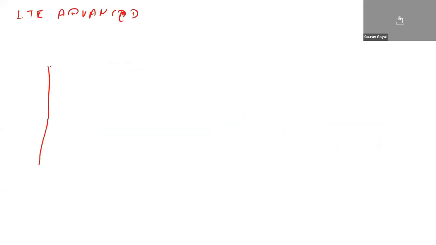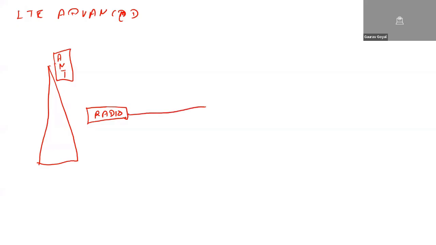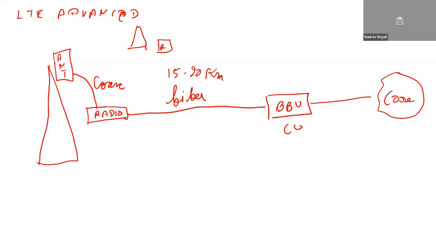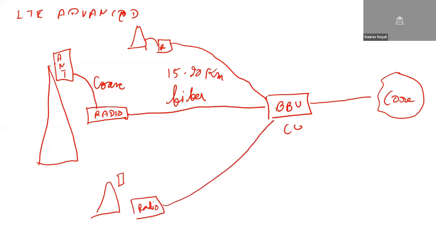So here, same thing. We have one antenna on the top of the tower. Then we have radio, right? And then the radio is connected to a BBU, which is not at the site. This is also called CU, centralized unit. And then this is connected to the core, and there may be a fiber between this, and there may be a coax, right? And this fiber can be 15 to 20 kilometers. Because with the help of this BBU, we can have more towers, more radios, and they can connect to this BBU. We can have another tower, antennas, and radios, and that can also be connected to the BBU.